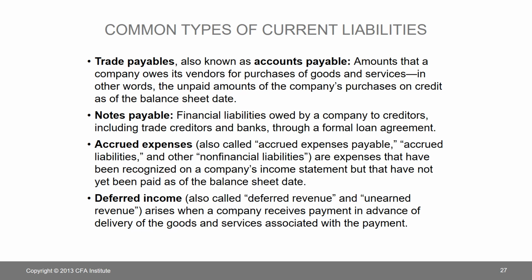And finally, the deferred income, which is also called deferred revenue and unearned revenue, that you've probably covered in your accounting course. This basically is the income that arises when a company receives payment in advance of a delivery of the goods and services associated with the payment. The company has an obligation either to provide the goods or services or to return the cash received.